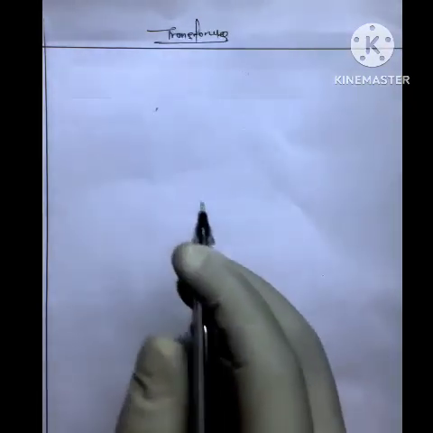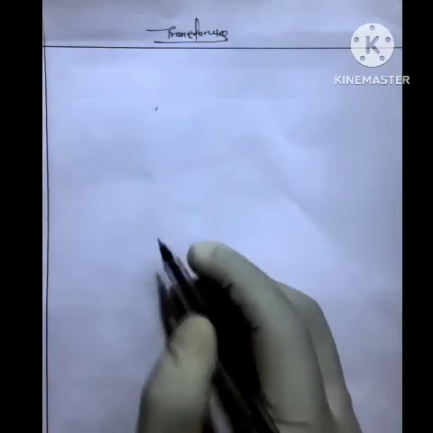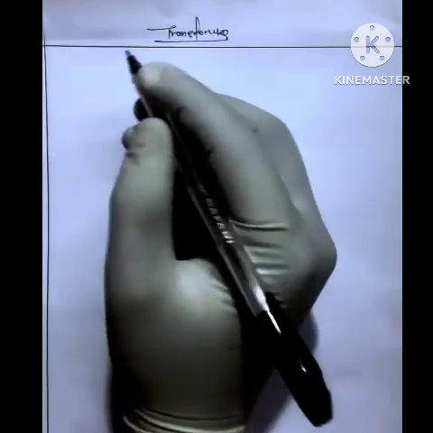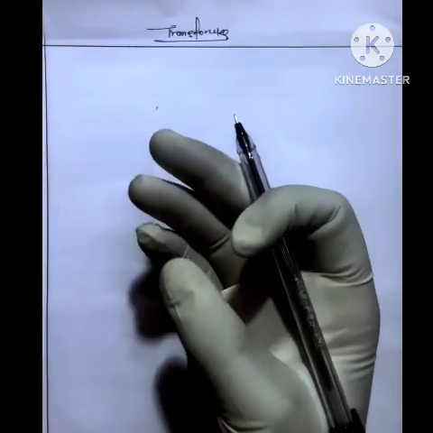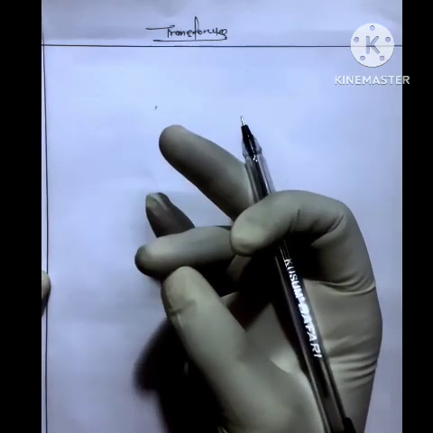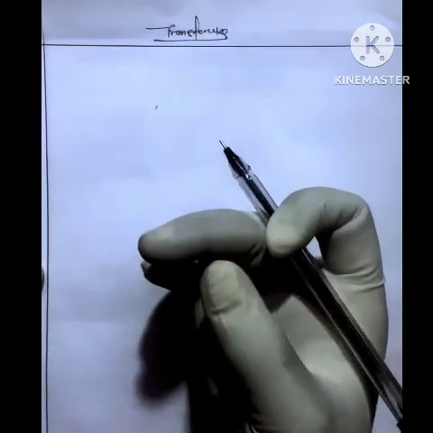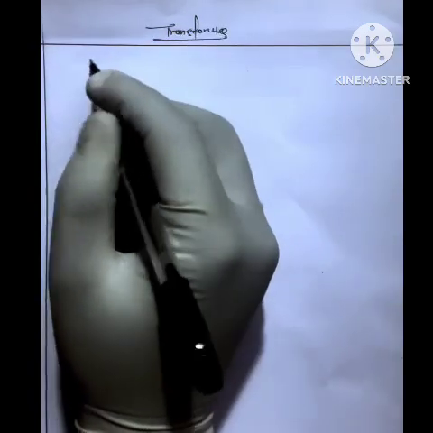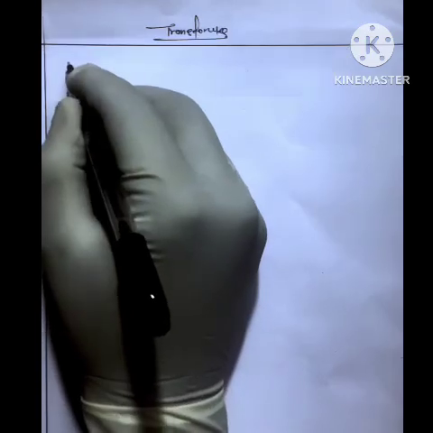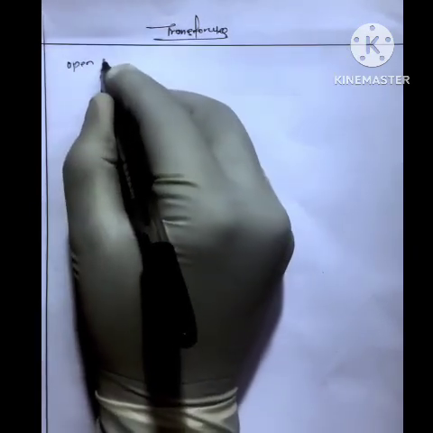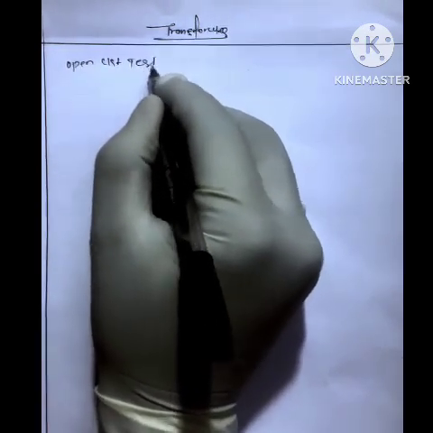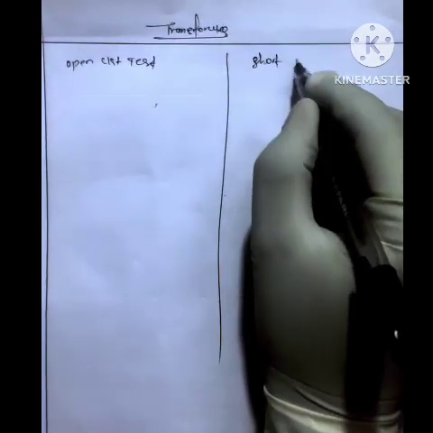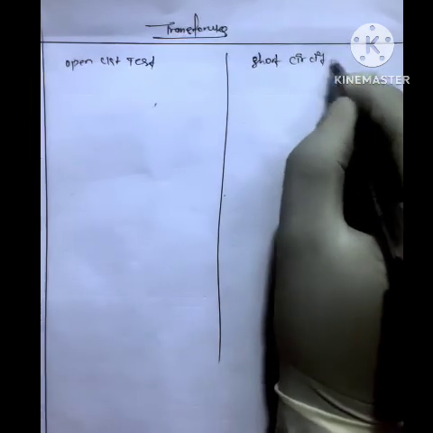Today we are going to start with a practical test of the transformer to determine eddy loss, hysteresis loss, and what we call copper loss. In order to do this, we categorize into two categories. The first one is the open circuit test, and the second category is the short circuit test.